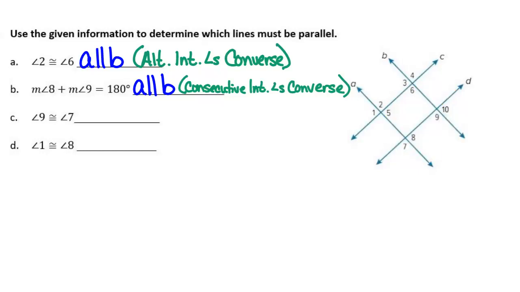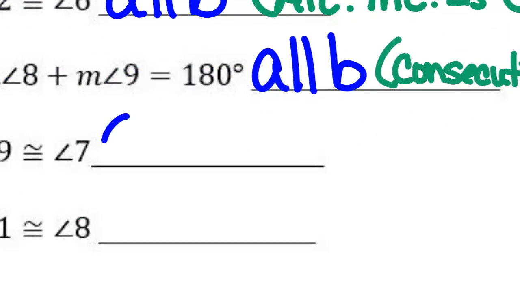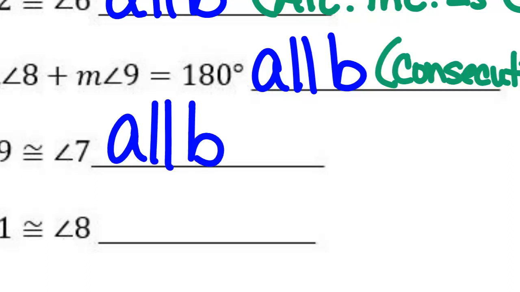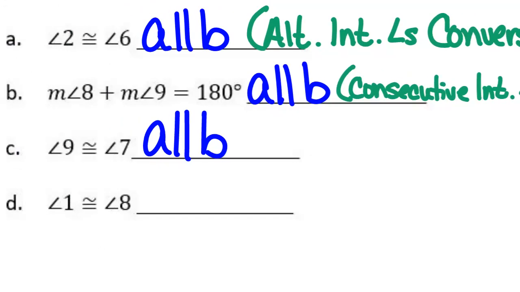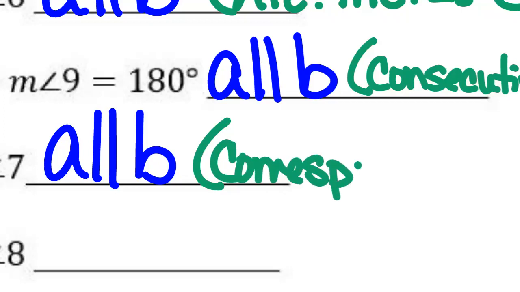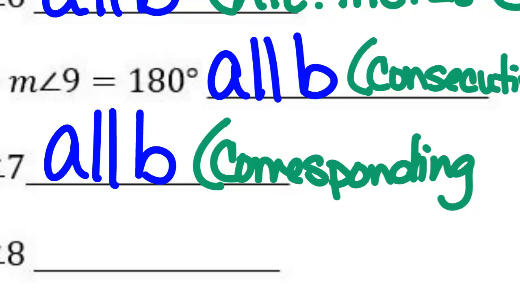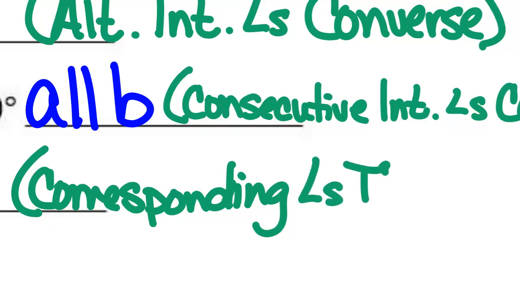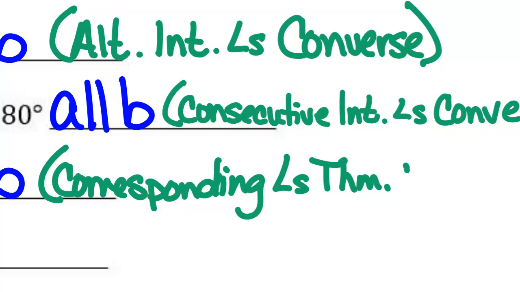All right, next two. Got angle 9 and angle 7. Here's 9. Here's 7. What's the transversal that connects those? D again. What two lines does D intersect? A and B. So A and B would have to be my parallel lines. What's the name that we have? Corresponding. So we're using our corresponding angles theorem converse.